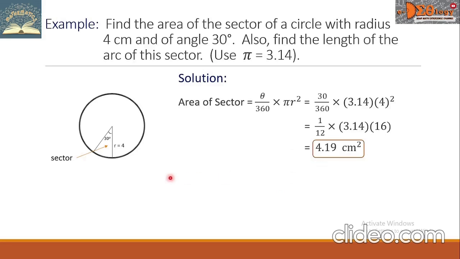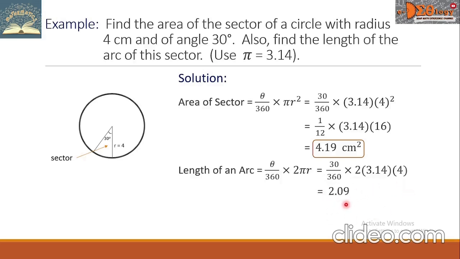Next, let us find the length of the arc, and this is the arc here. Let us substitute the values. So we have 30 over 360 times 2 times 3.14 times 4. We can get the final answer as 2.09. And the unit of measurement is centimeter.